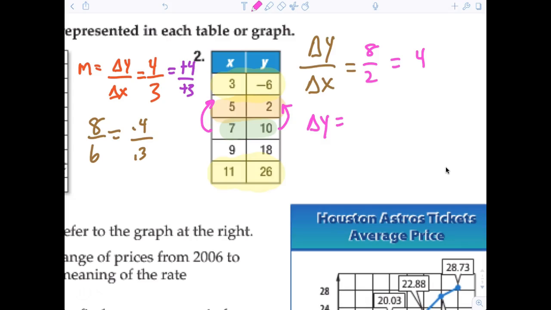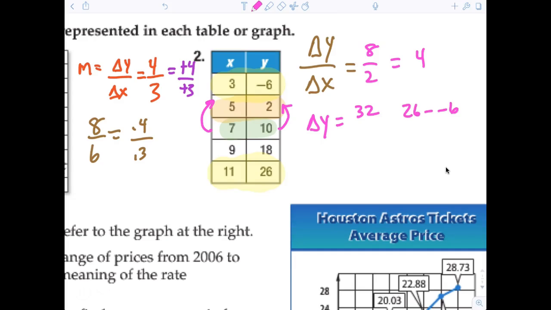Delta y is not 20. 4. Well, the slope is eventually going to be 4. You're right. But yes, it would be 32. Thank you very much. Now the question is, how did I get 32? Well, 32 is 26 minus negative 6.